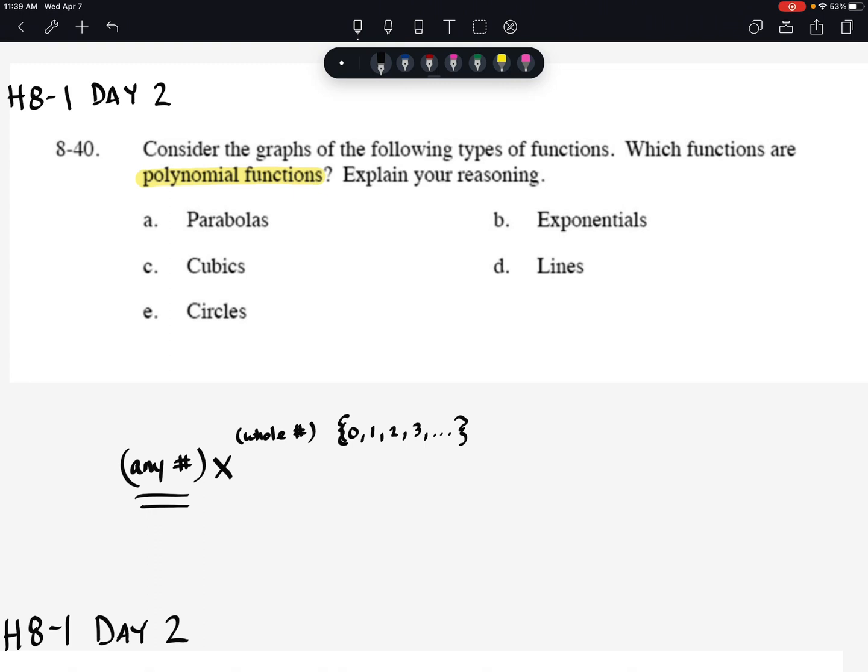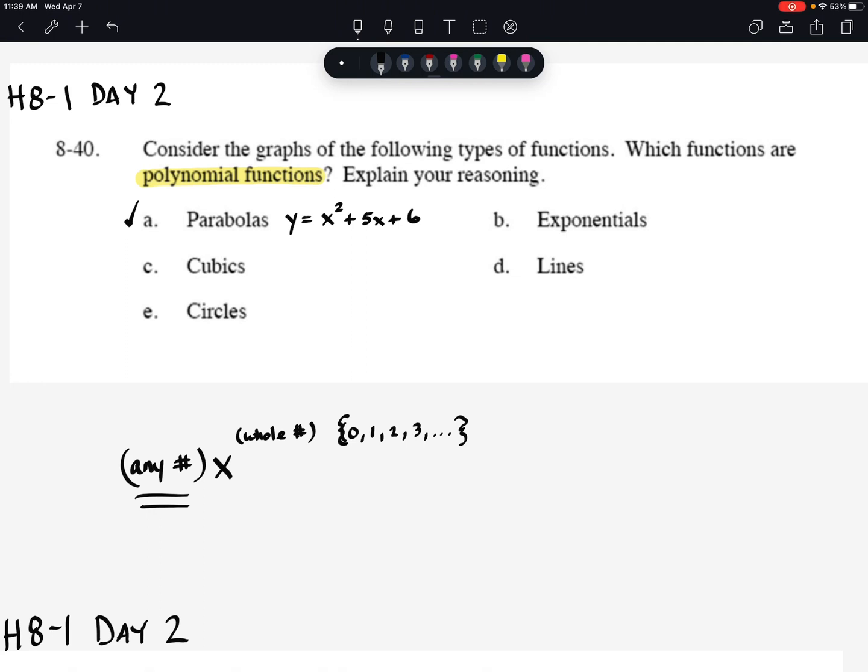So in this case here, like parabolas, when you don't have it in factored form, when it's in standard form, you usually see something like this: x squared plus 5x plus 6. Right? So we know that parabolas can be written as polynomials. So this one definitely works. Remember, 6 is like 6 times x to the power of 0. So if you're thinking about that constant term.